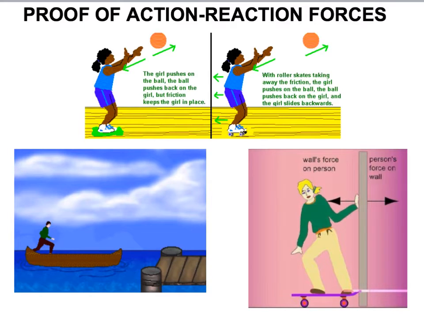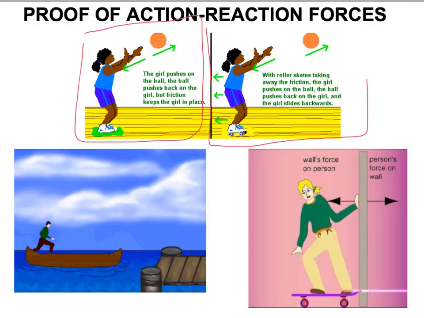So if we take that same scenario, but instead put the girl in roller skates, we can see evidence of the ball pushing on the girl. So the girl shoots the ball and pushes the ball away, and evidence of the ball pushing the girl would be the girl would move backwards if she was on roller skates, because there'd be no friction between her and the floor.